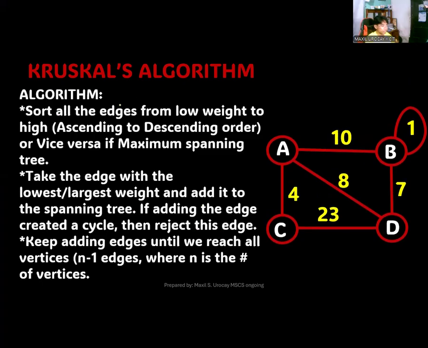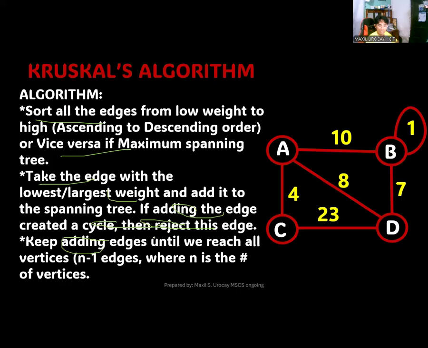So we are following the specific algorithm, where we sort all the edges from low weight to high, ascending order. It could be vice versa if we are doing the maximum spanning tree, so it becomes descending order, from highest to lowest weight. We take the edge with the lowest or largest weight and add it to the spanning tree. And if adding the edge creates a cycle, we just reject that edge.